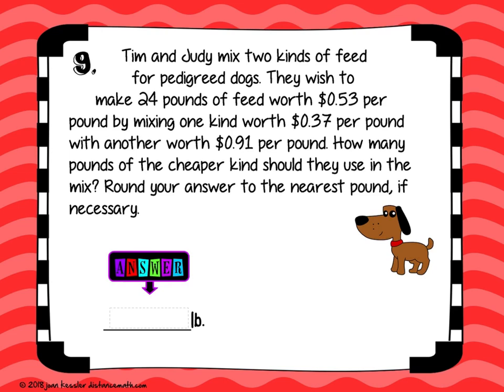Tim and Judy mix 2 kinds of feed for pedigreed dogs. They wish to make 24 pounds of feed worth 53 cents per pound by mixing one kind worth 37 cents per pound and another worth 91 cents per pound. How many pounds of the cheaper kind should they use in the mix?